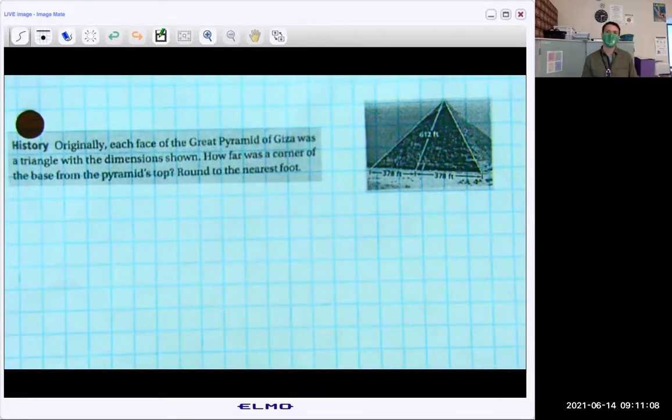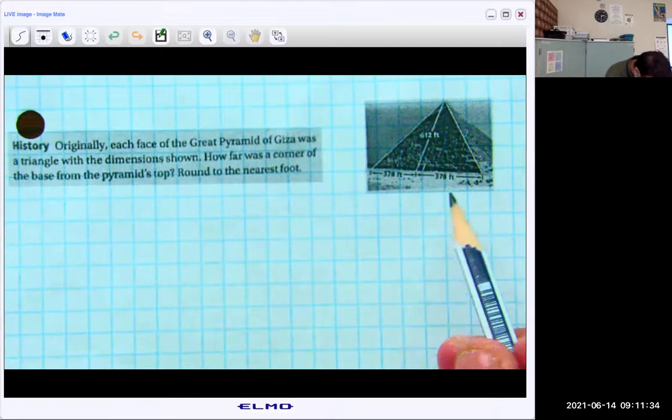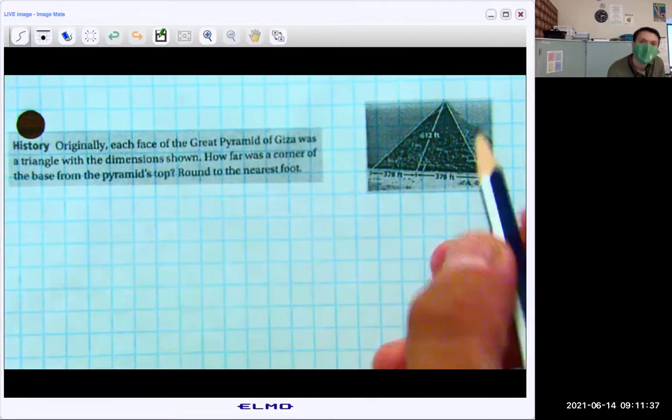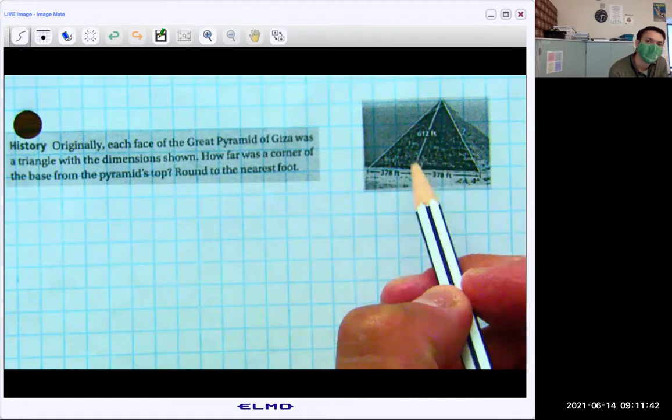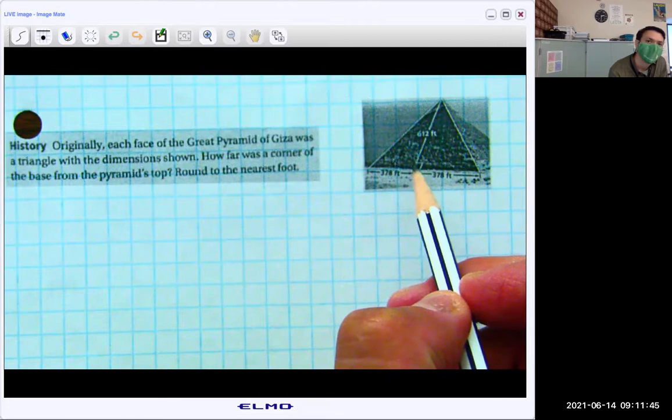So originally, there's the Great Pyramid of Giza, very famous pyramid. Originally, each face of it, so each side, was a triangle with the dimensions shown. How far was a corner of the base from the pyramid's top? So when you're dealing with one of these, it's best to redraw it in a way that's going to help you. And I know that you can't see some of those numbers, so let me just redraw it down here. They've taken the side of the pyramid, the face, and broken it into some right triangles, and they want to find out how far away the corner is.